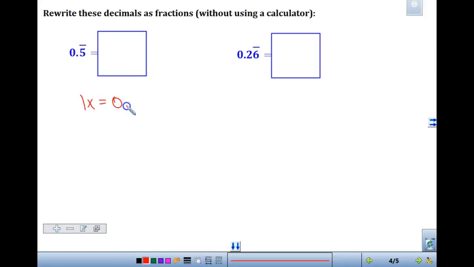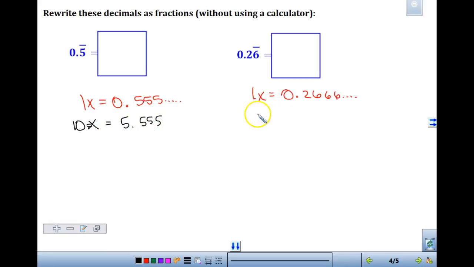1x is equal to 0.555 repeating, right? Whereas over here, 1x is equal to 0.2666 repeating. So, both of them we are multiplying by what number? 10. Because one number repeats. So 10x is equal to 5.555 repeating. And 10x over here is equal to 2.666 repeating.